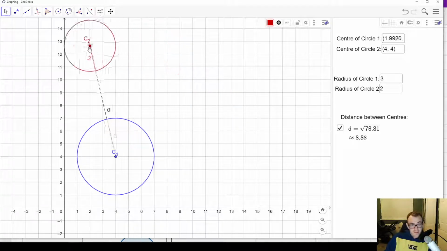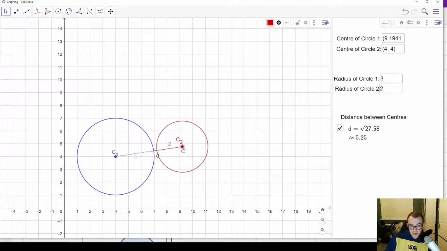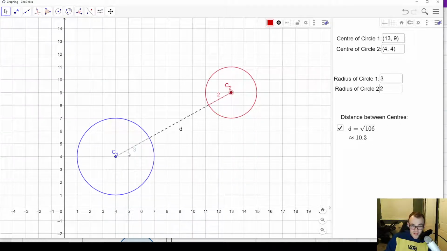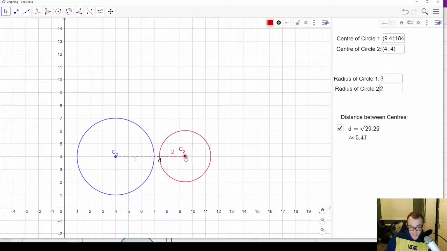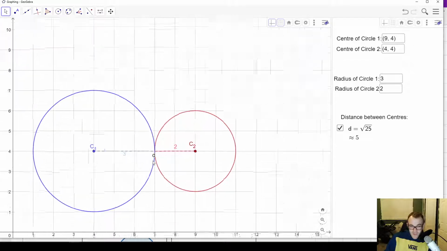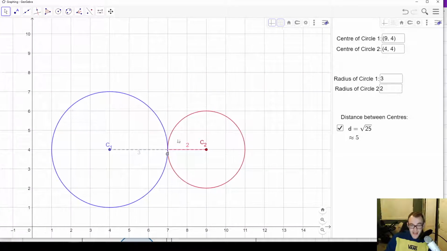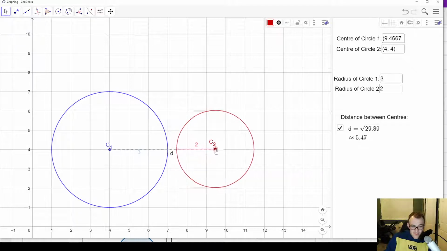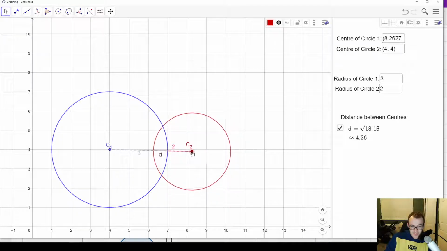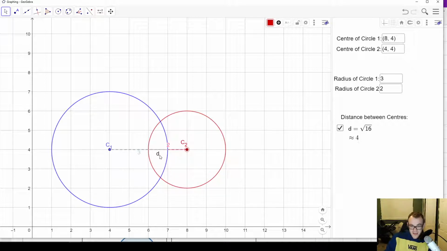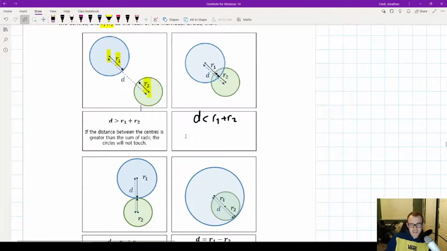If I move the circle around, even if I bring it in quite close, you can see that the distance is always greater than those two radii together. It's always greater than 5. If I bring it right in, you can see that the distance over here is getting closer to 5. And when the circles just touch like this, the distance will be equal to the two radii together. And if the circles overlap, if I bring this in, there we go, you can see that the distance is now less than the two radii together. So that's describing the main three situations.